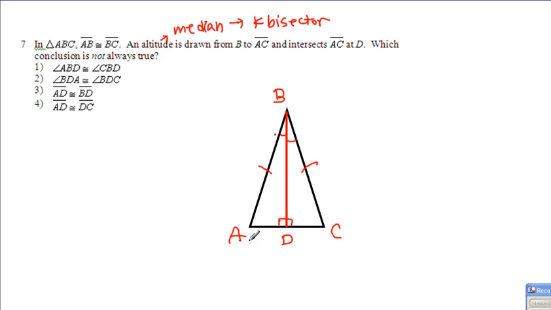AD is congruent to BD? In fact, that is not, because AD is relatively small. You can kind of easily be able to see it. And BD is an altitude. So, in fact, our answer will be choice C.